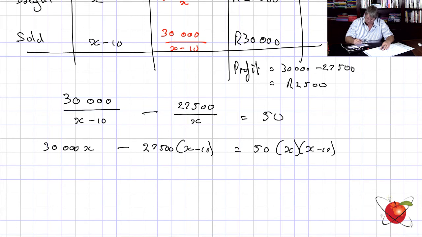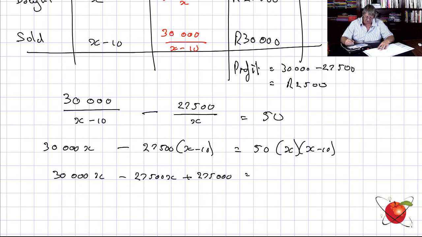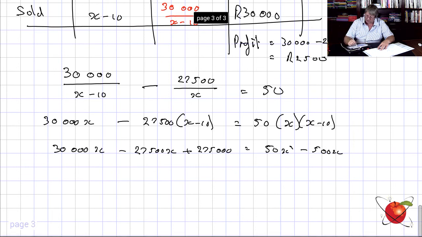Be careful when you multiply the brackets out, right? You get 30,000x minus 27,500x, okay, plus 275,000 equals 50x squared minus 500x. And yep, the numbers are pretty large, eh?